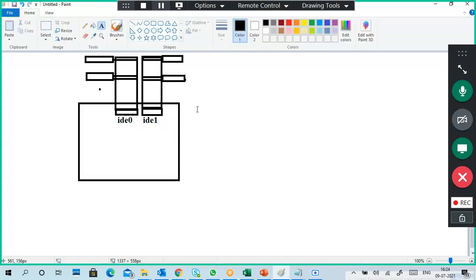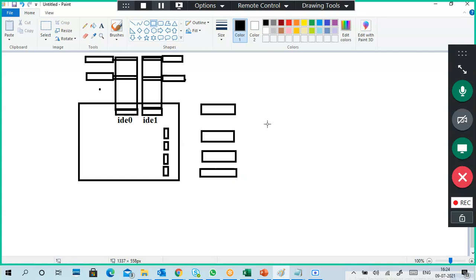For example, I'm not drawing another picture, I'm using this same picture just for understanding. Say my motherboard is a SATA-supporting motherboard. So I have four SATA connectors. Then I can connect four drives: four hard disks, or four CD DVDs, or two CD DVDs and two hard disks, or any combination. Maximum four disk drives you can connect.